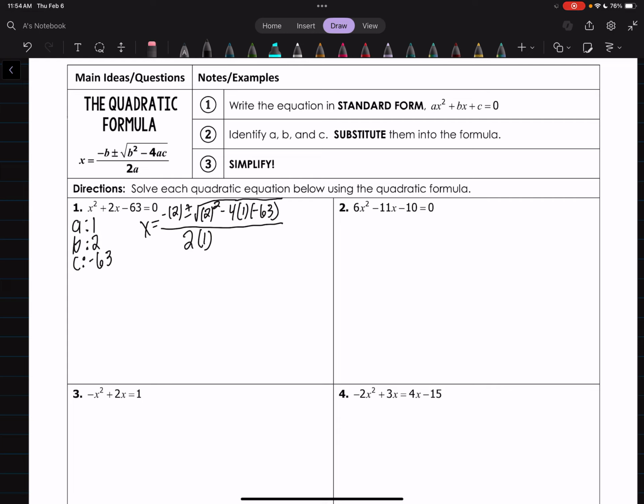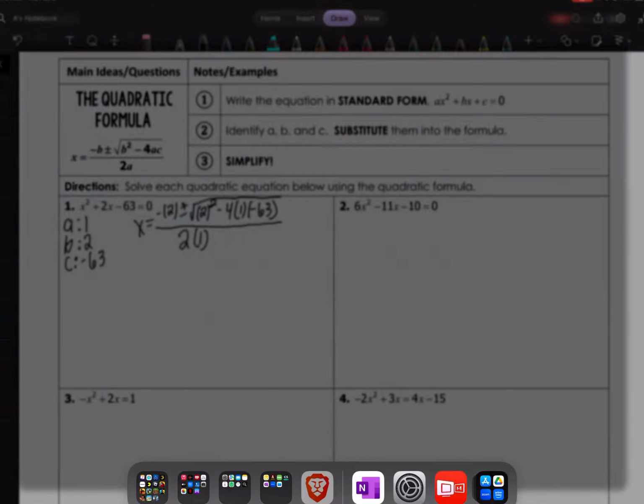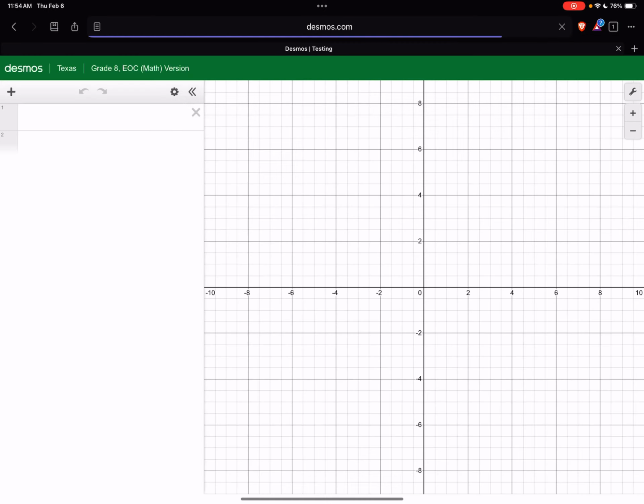You are welcome to use Desmos to simplify the inside. I encourage you not to try to type all of this in at once, simply because if you are having an irrational solution, you won't be able to just type it in to get the exact answer. So, let me show you how to type it into Desmos to get part of it.